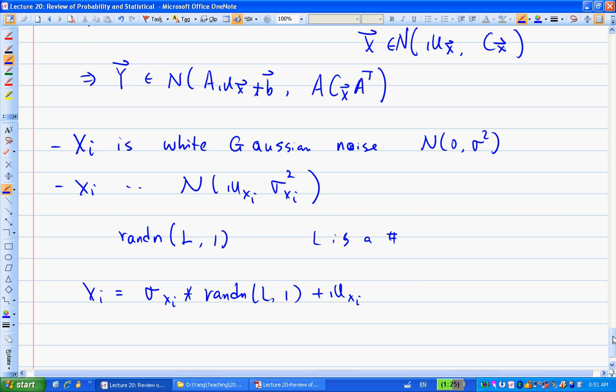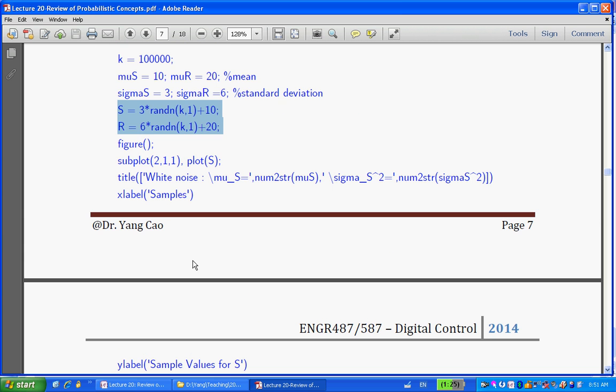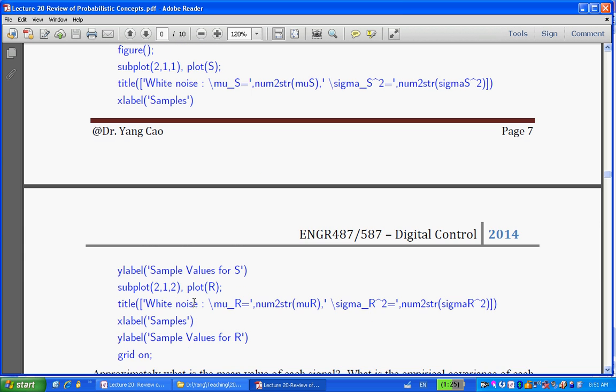All right? So if you take a look at the code here, I'm trying to generate two sequences here. One is S, one is R. I define the standard deviation and mean here, so you can use this to generate the noise as you want. Give a certain key here, and you can plot and take a look at what it looks like.